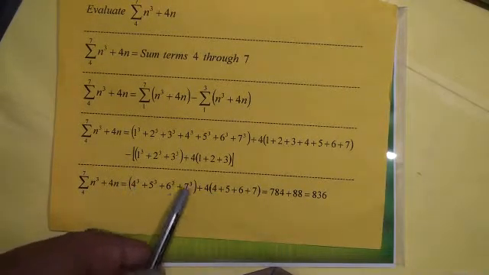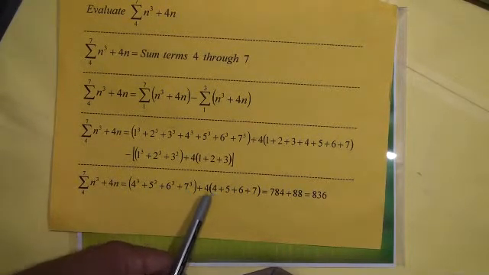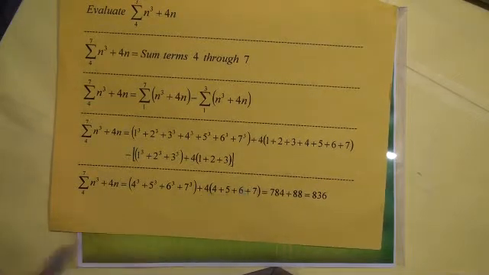So the sum of these 4 cubes plus 4 times the sum of those right there, so you get 784 plus 88, which is 836.